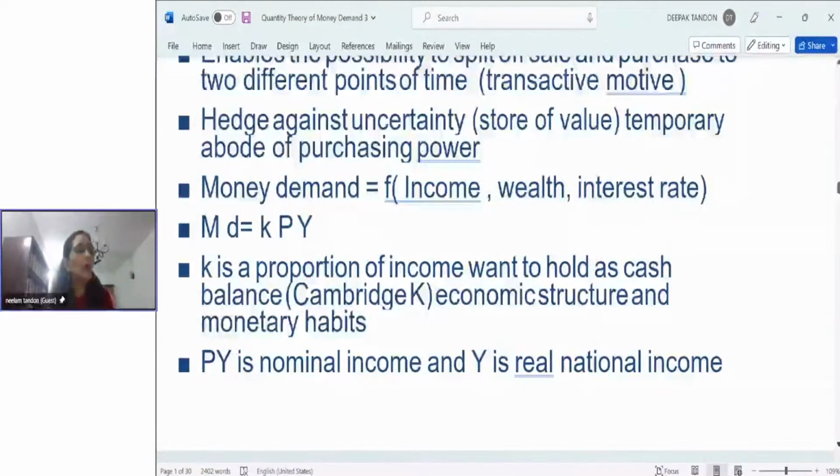What you saw during COVID, what happened during COVID? During COVID, was K higher or lower? Anyone here? Anyone want to share? During COVID, did people want to keep more cash or less cash out of their income? Are you getting my question? I'm not getting any response from you people.